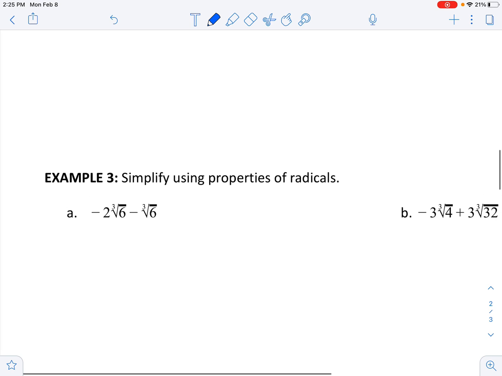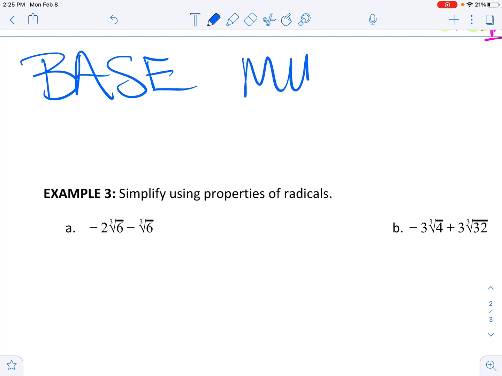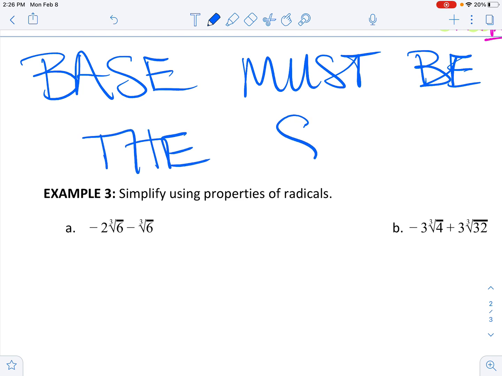Okay. What is most important about this is that the base must be the same. If the bases are not the same, you cannot combine radicals.